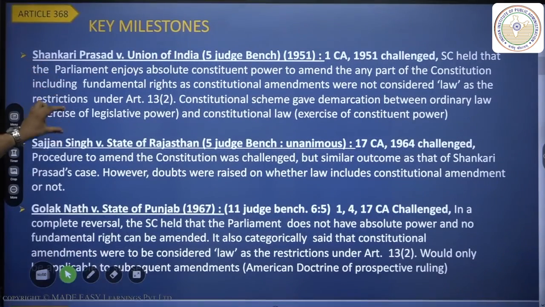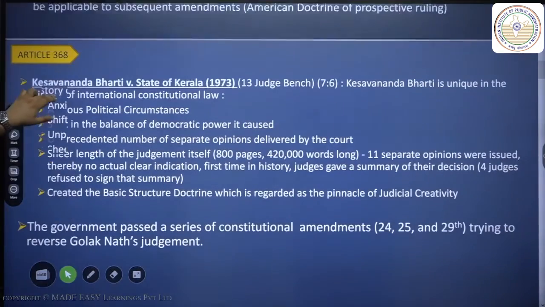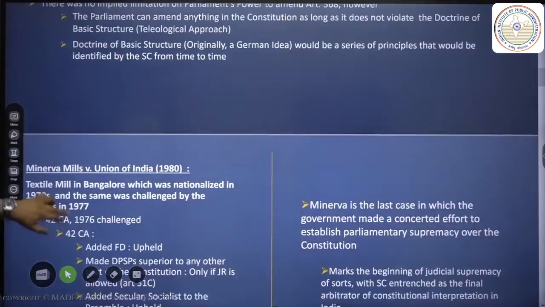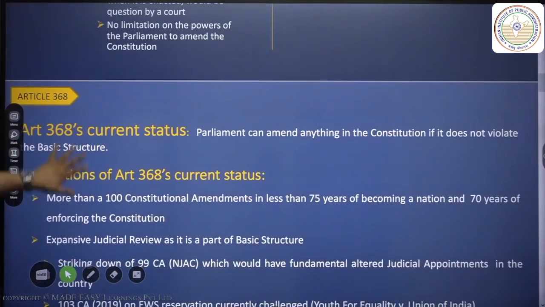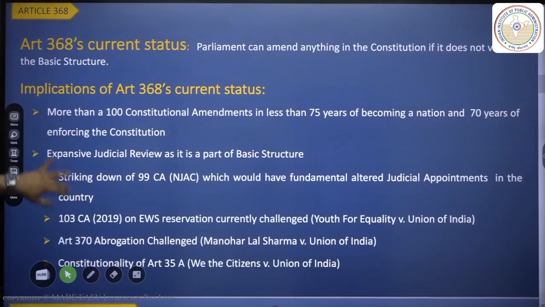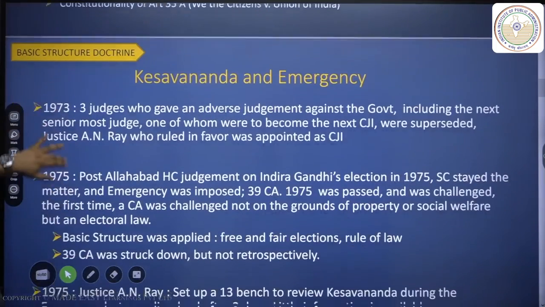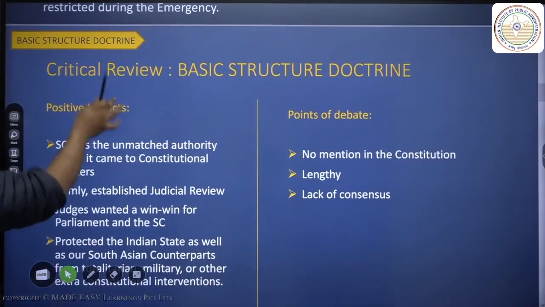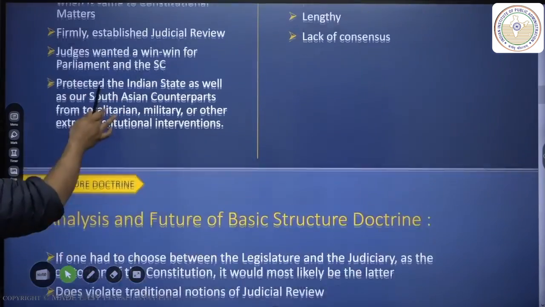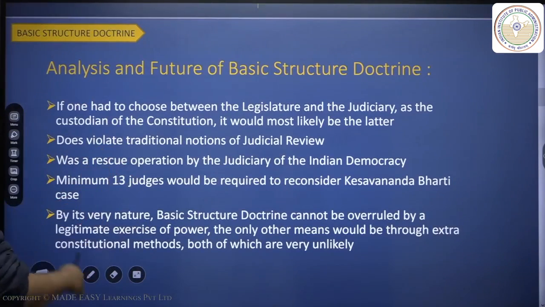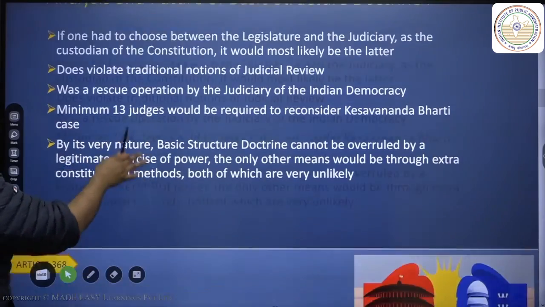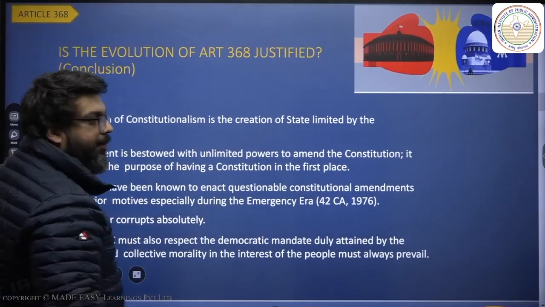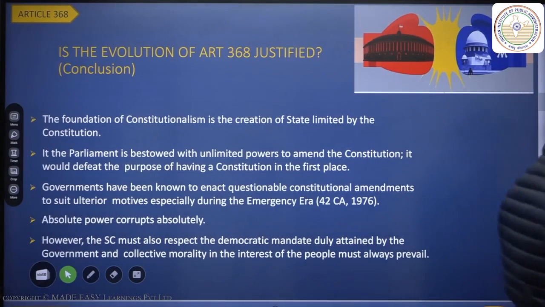Your two lines on each case. Then an analysis of the Kesavananda Bharti case. What is it trying to do? Then Minerva Mills. Then your current Article 368 status, how has it been used? How was Kesavananda Bharti used and the implications of it in the emergency? Your critical review that I have discussed with you. And of course, your analysis as to how does it work? Does it violate? Does it not violate? And is it justified or not? There you go. Done.